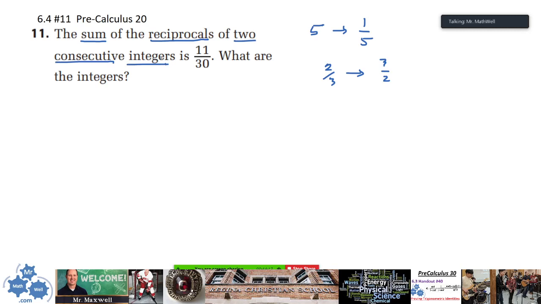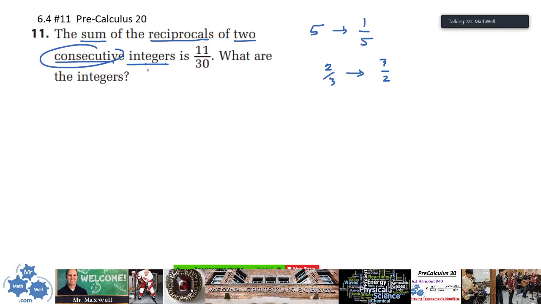So the sum of the reciprocals of two consecutive integers. There's a third thing we need to know about. Consecutive means one right after the other. The next consecutive one would be the one that's right next to it, right after it. And integers would, of course, be positive or negative whole numbers. So 2 and 3 would be two consecutive integers. Negative 11 and negative 10 would be two consecutive integers. Those would be examples.